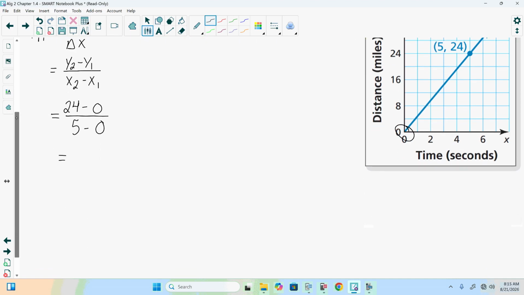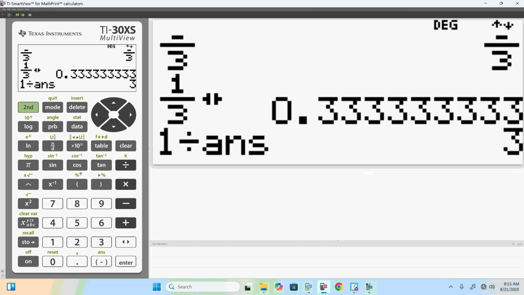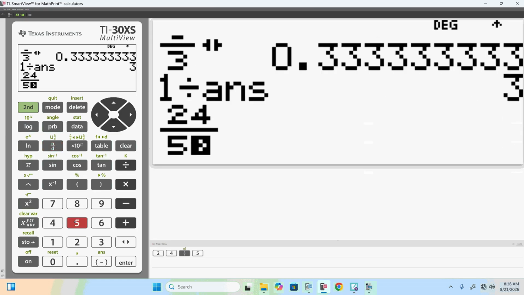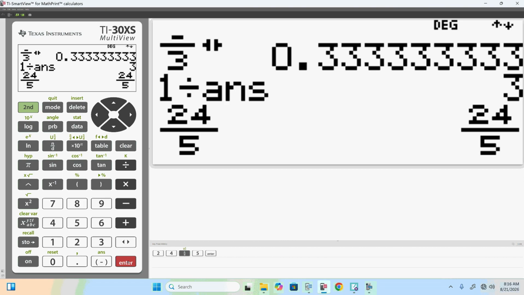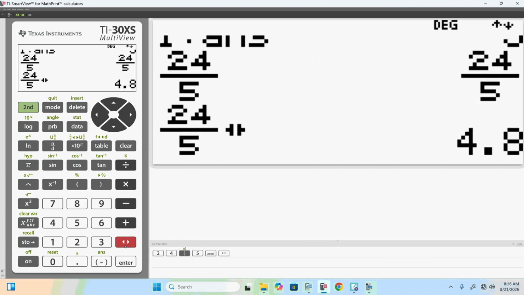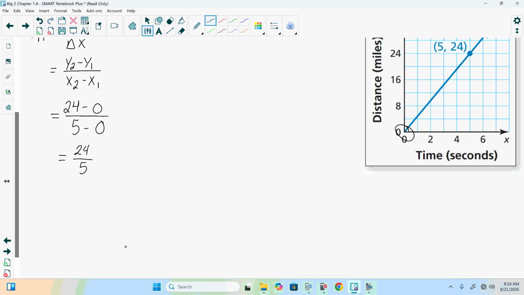Now we need to simplify this here. 24 minus 0 over 5 minus 0. 24 over 5. This does not reduce nicely. Two ways we can know. One, it reduces to 4.8, but we can leave it as 24 over 5. Two, 5 is prime. Its only factors are 1 and itself. 24 is not divisible by 5 because it's not a multiple of 5.